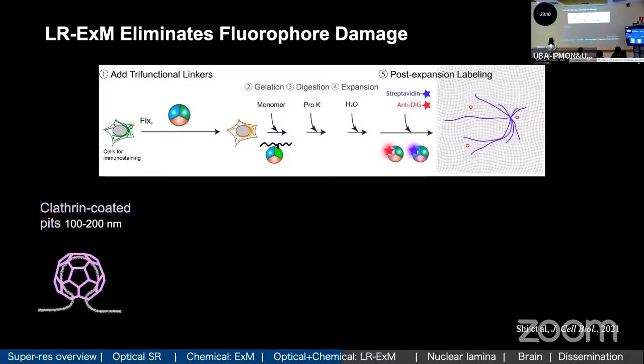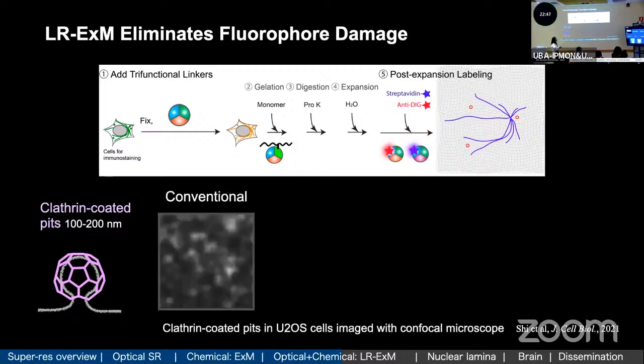And here we use clathrin-coated pits to validate our results. The reason we picked clathrin-coated pits is that their size is usually under the diffraction limit, about 100 to 200 nanometers in diameter, and they are a kind of hollow structure. With a conventional fluorescence microscope, you won't be able to see their hollow structure, and each of the dots, okay, I should use my pointer.